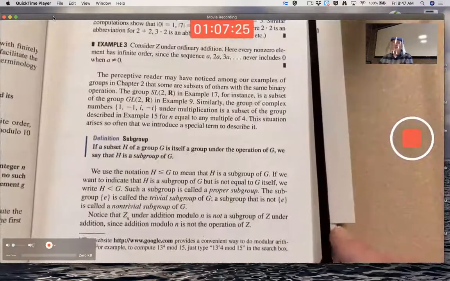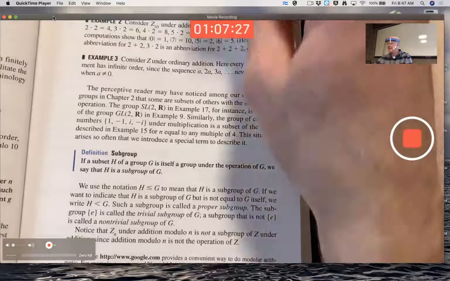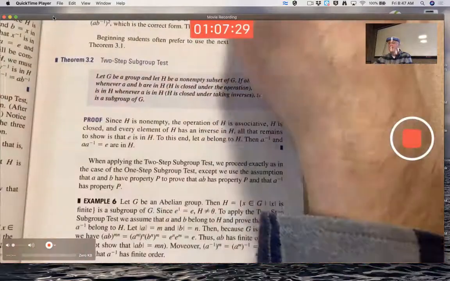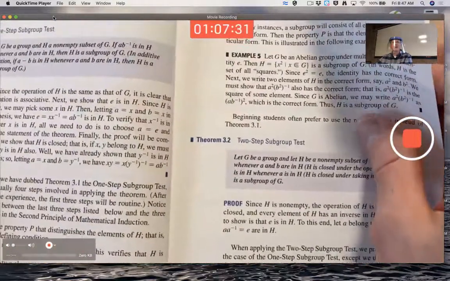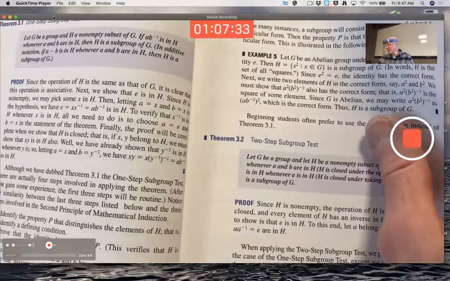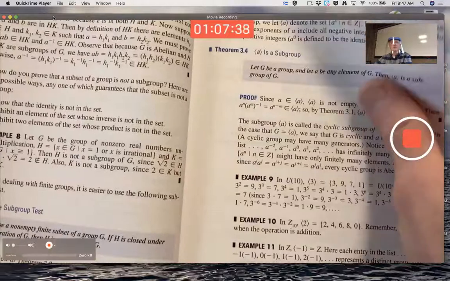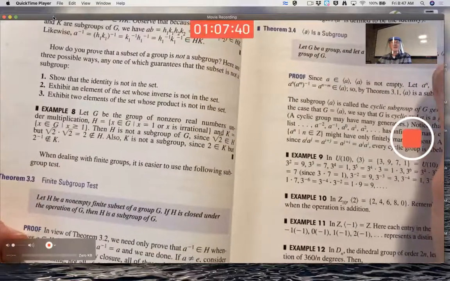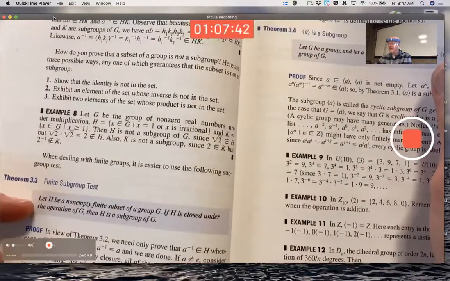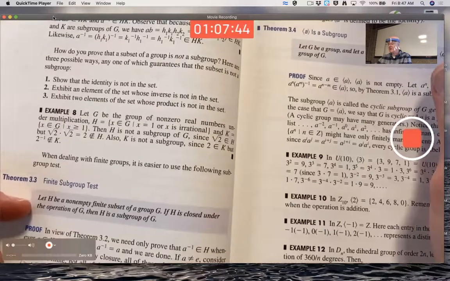The definition of a subgroup, yeah, that's important, so that's a possibility as well. I'd probably not ask you to state the 1- and 2-step subgroup tests, but you should be able to use them. Some theorems are just more ripe for using than for stating. The finite subgroup test can just get by with checking closure when the group is finite.